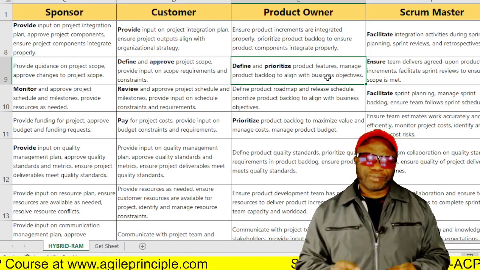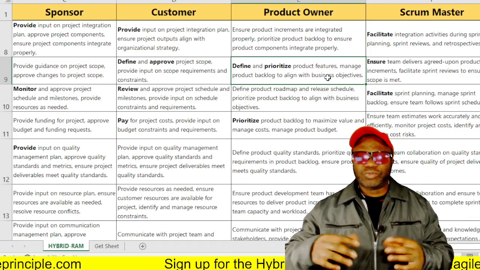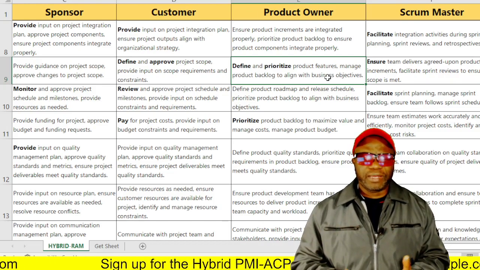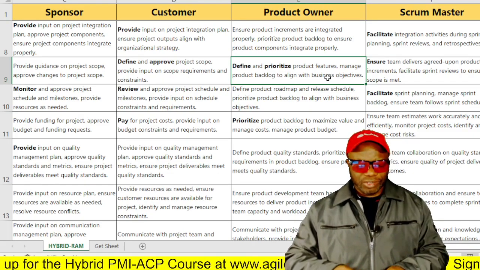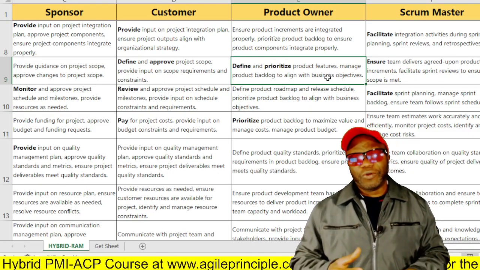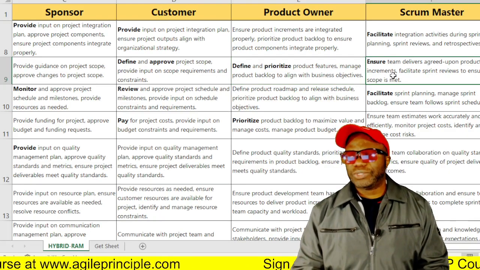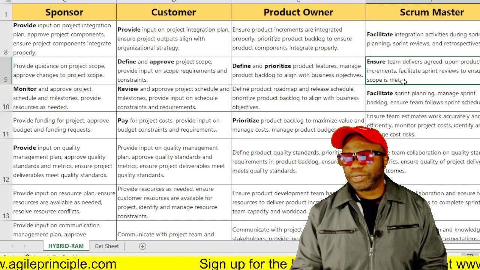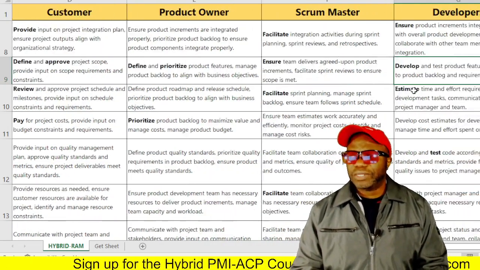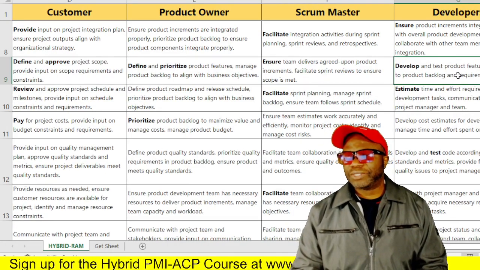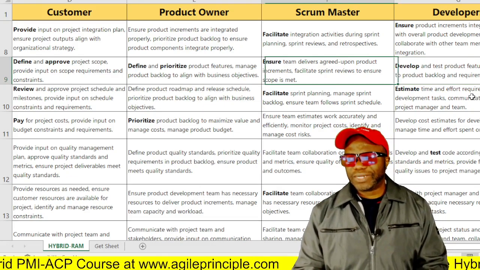And one thing to note about scope, you have this product backlog mentioned. That is what we understand our scope to be. We don't use WBSs or project scope statements. Everything is either in that product backlog or it's been whittled down into smaller chunks in the sprint backlog. The Scrum Master ensures the team delivers the agreed upon product increments, facilitates sprint reviews to ensure scope is met. The developers develop and test the product features according to the product backlog, the requirements, the acceptance criteria, and so on.